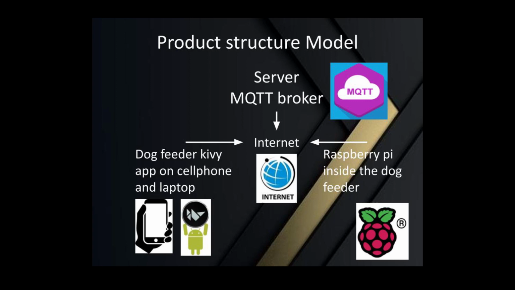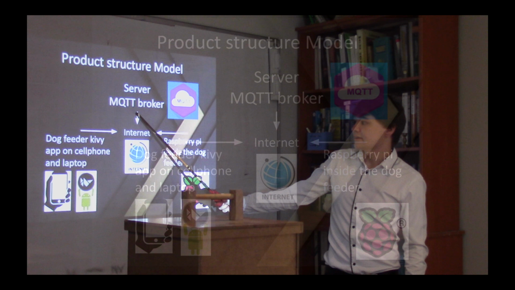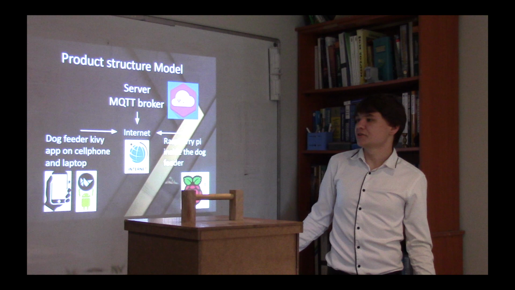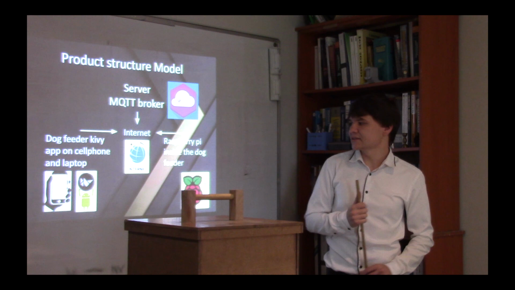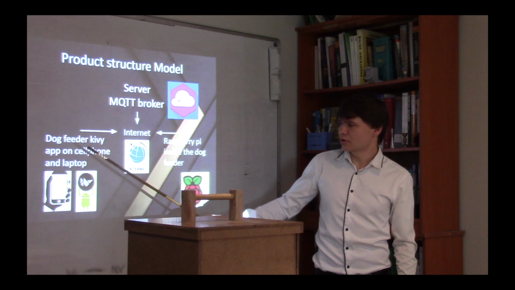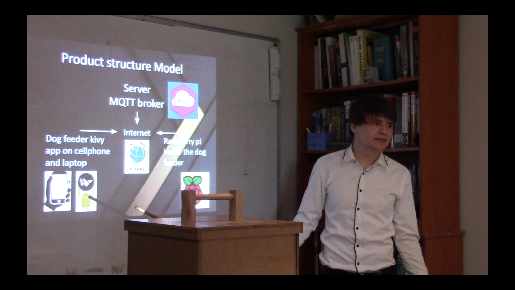So this is the product structure model. We have our MQTT server, and everything works with the internet. Without internet, you can't actually publish a time yet. So you have to make sure that everything is connected and nothing is disconnected. We have our dog feeder app on a cell phone and Kiwi, so you can use it on any device that has internet, and the Raspberry Pi must also be connected to the internet.